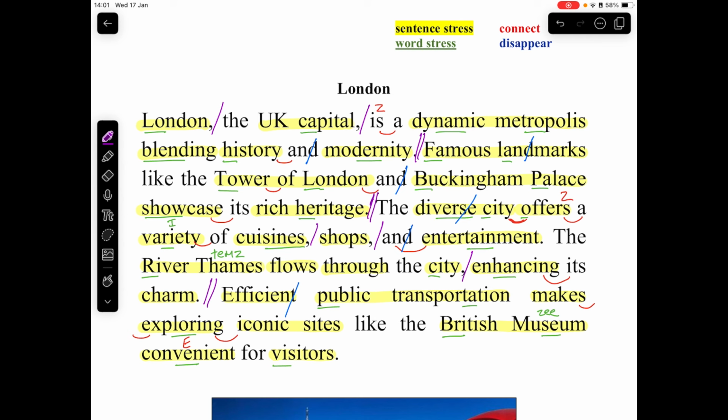Okay, and now it is over to you. I want you to pause the video and read out loud. Try to speak as clearly as you can. Try to get all of these links and speak as smoothly as you can.